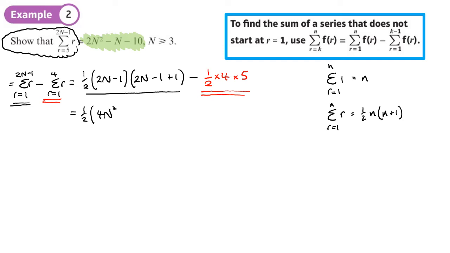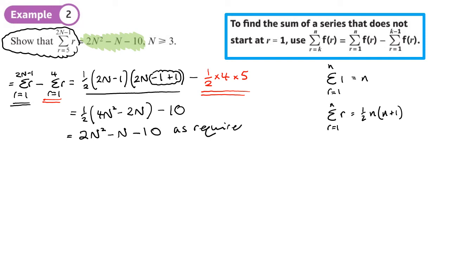Now this becomes 0, doesn't it? So I won't bother with that, and then minus 2n, minus, now half of 4 is 2, 2 times 5 is 10, minus 10. Right, so we halve the things in the brackets, so that's 2n squared minus n minus 10 as required. There we go, as required. So we did it.